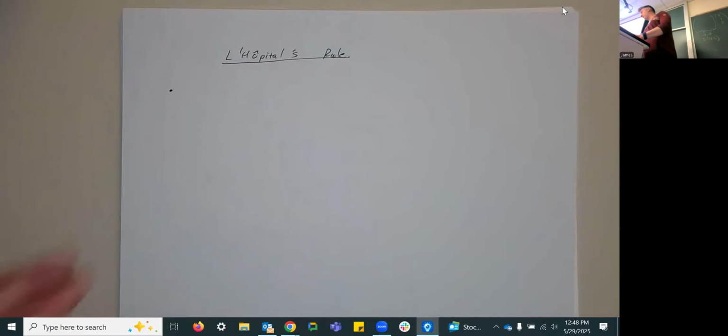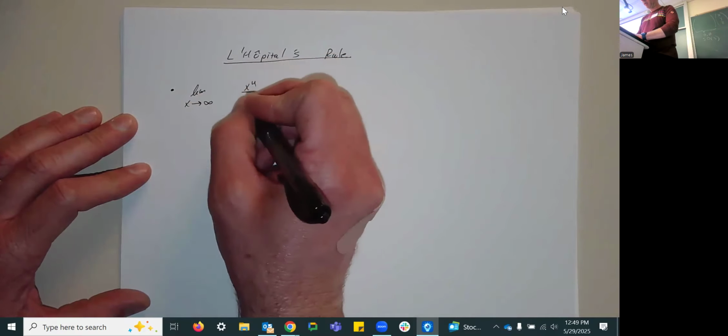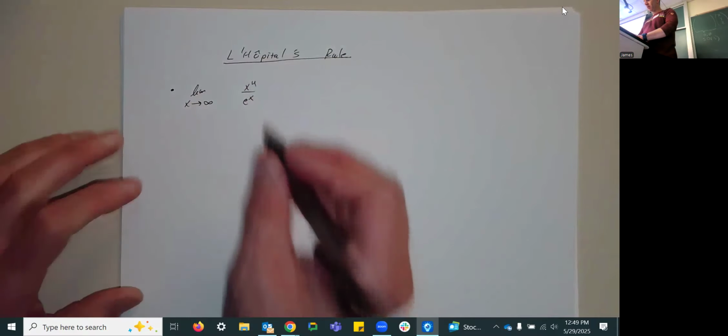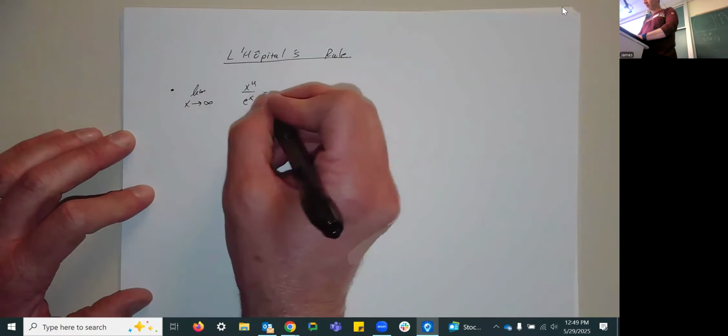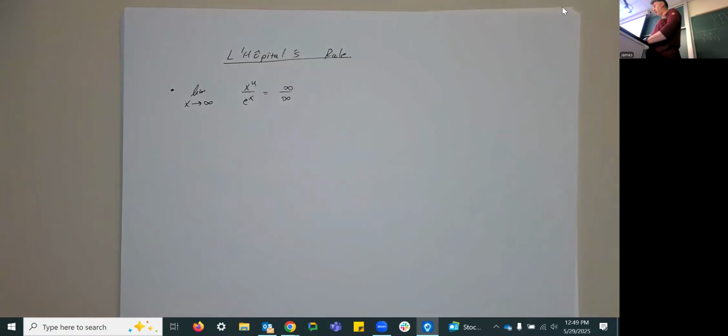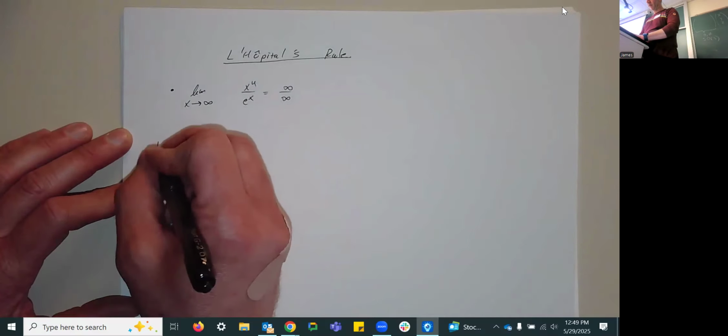But if someone asks you to find the limit as x approaches infinity of, I don't know, x to the 4th over e to the x, well, then we've got a problem because the top is getting infinitely large and the bottom is getting infinitely large. What do we do? Well, we should probably say what L'Hopital's rule is. So here's the rule itself.